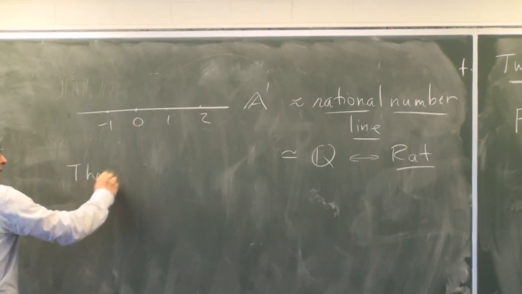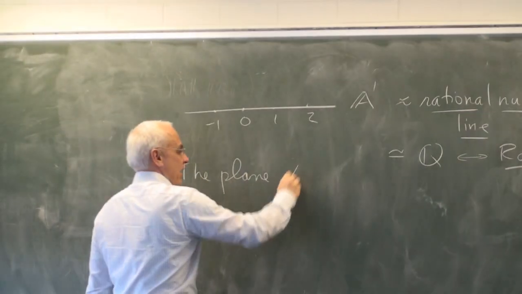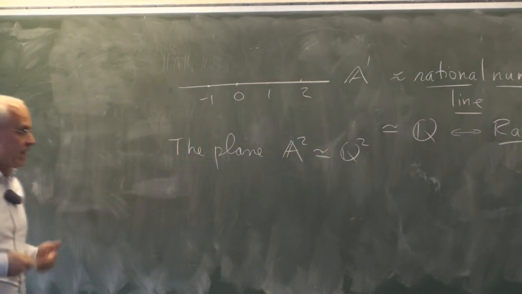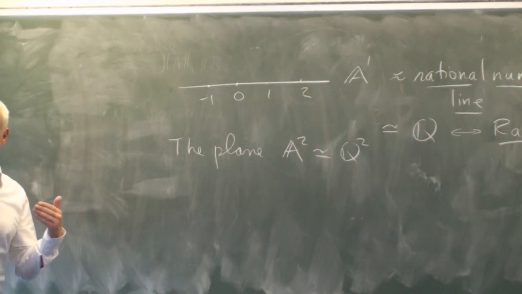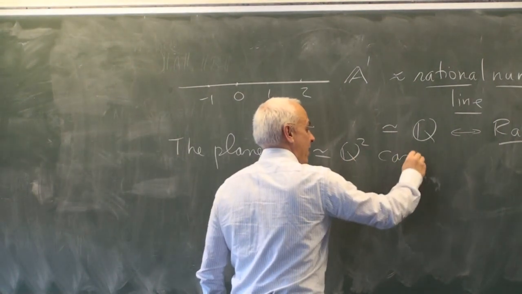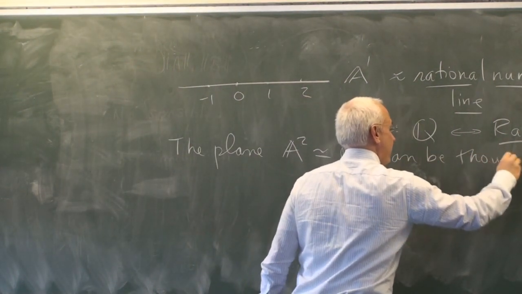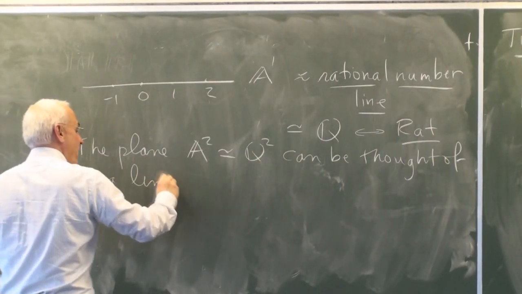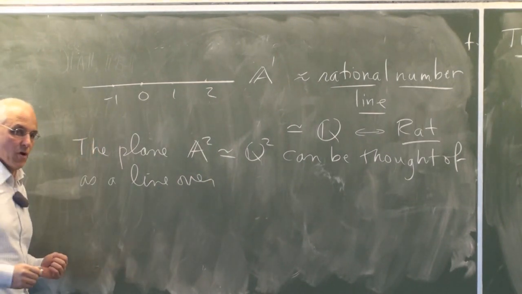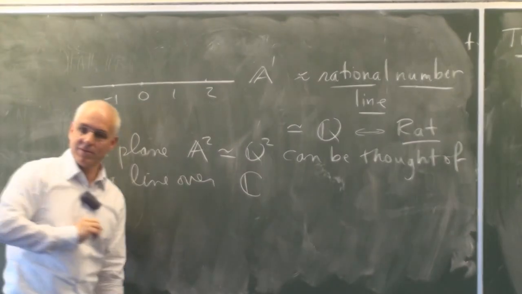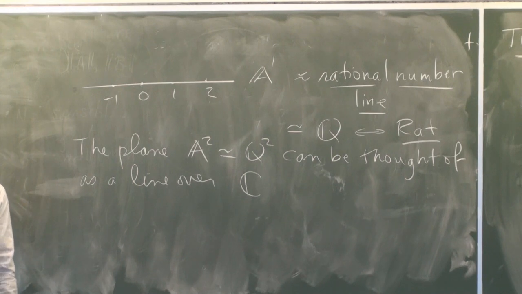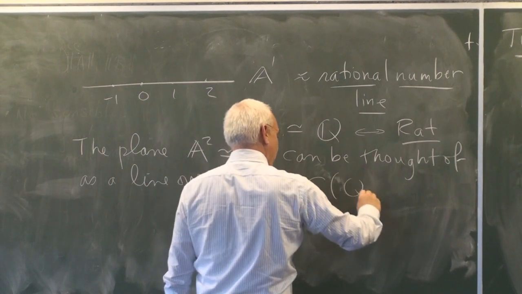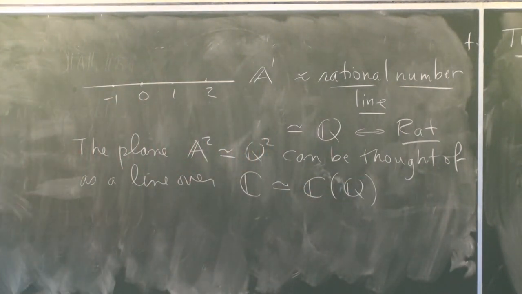Okay, so now I bring this up because there's another way of thinking about the plane as another line. So the plane A2, which is now for us most of the time really the same as Q2, can also be thought of as a line over a bigger field, over the complex numbers. Where by complex numbers I mean complex numbers built up from rational numbers.